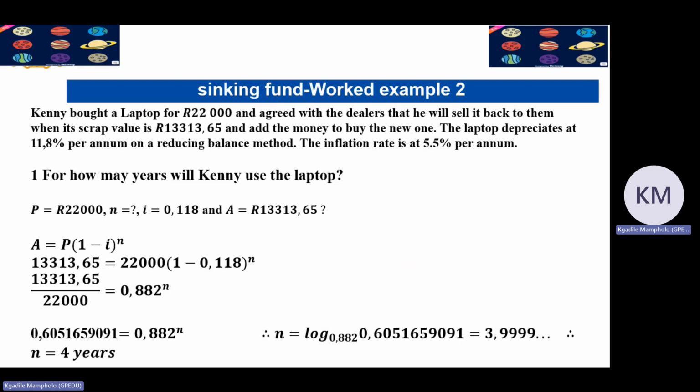And remember, I told you that at the bottom, you use the key below the on key on the Casio. Then in the bracket here, you always put the base of X, of N now, and here you put the number on the other side. Then N will be 3.9999, so N will be 4 years. It means Kenny will sell the car after 4 years.